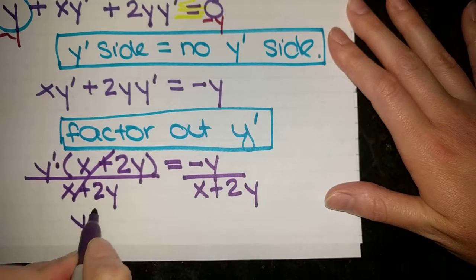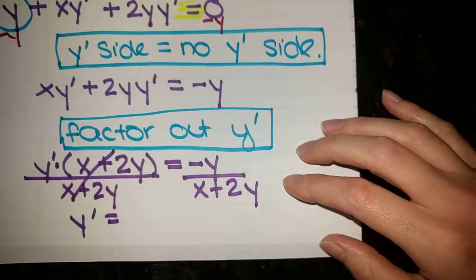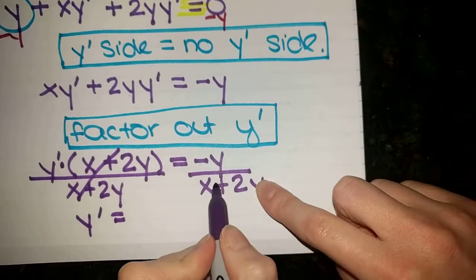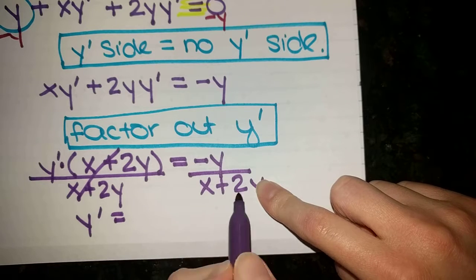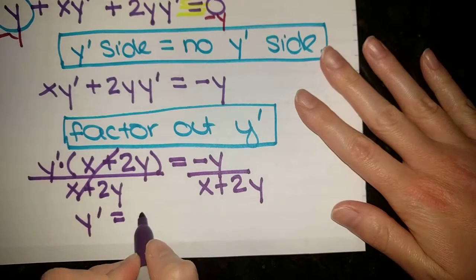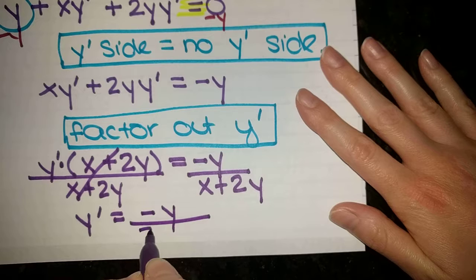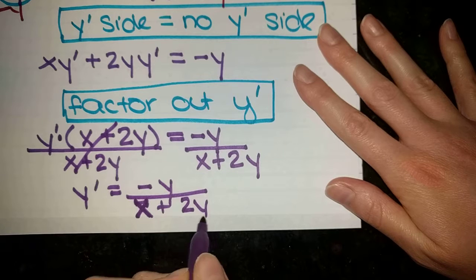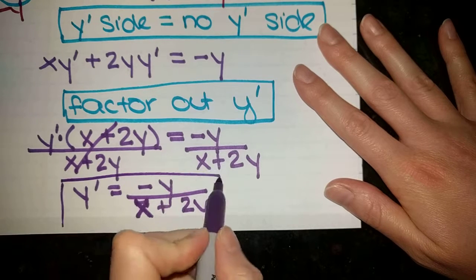Okay, so you get y prime is equal to, and please note you cannot cancel this y with this y because of that big addition sign, and addition is not going to be undone by division. So there truly is no other simplification that you can do here. You will get negative y over x plus 2y as your final answer for your derivative.